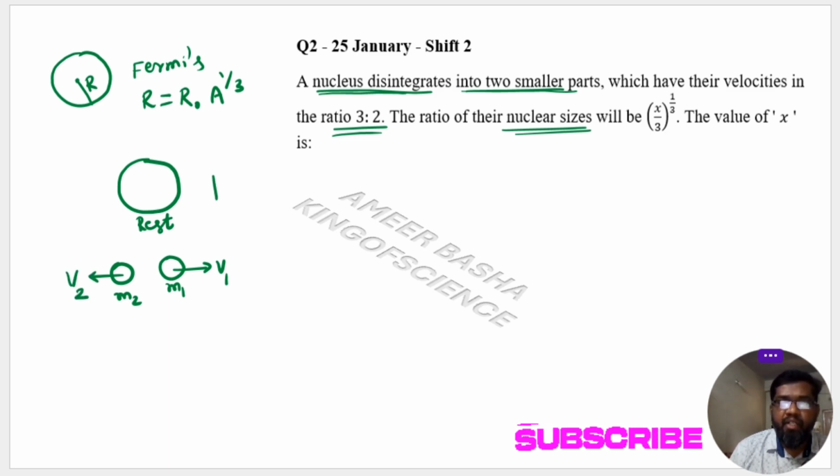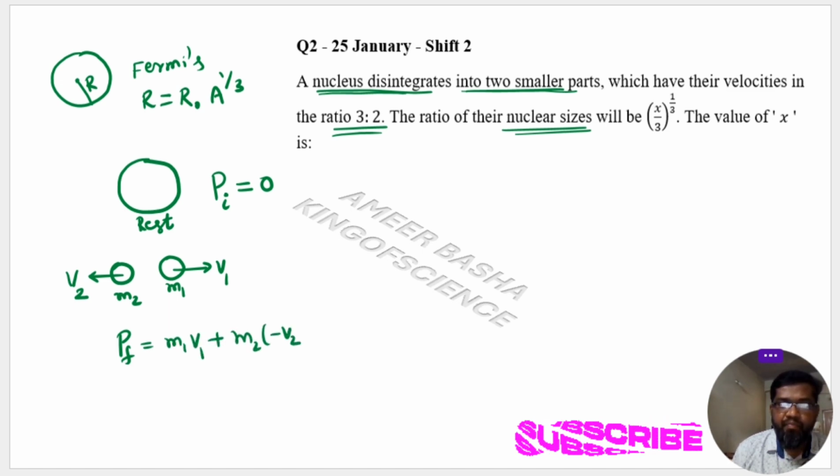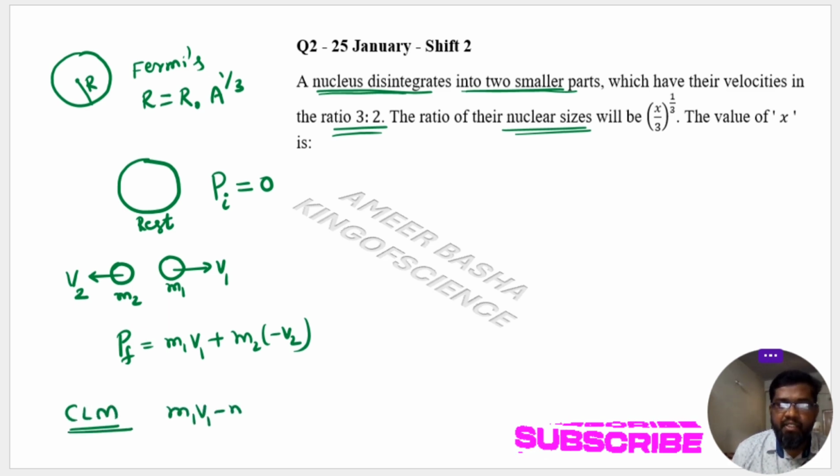So initial linear momentum of the system, when it is at rest, will be 0. So to make final also 0, both are going in the opposite direction. So final linear momentum will be M1 V1 plus M2 into minus V2. So conservation of linear momentum leads here to M1 V1 minus M2 V2 equal to 0. So from here M1 V1 will be equal to M2 V2.